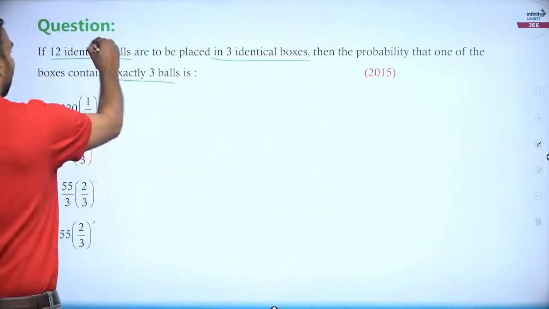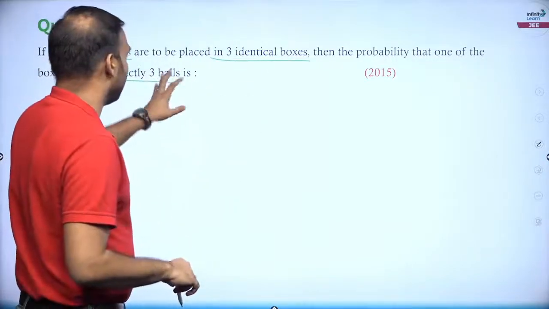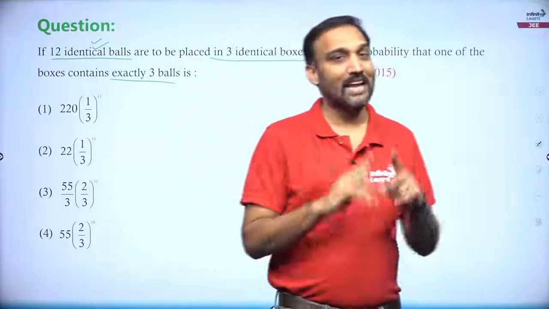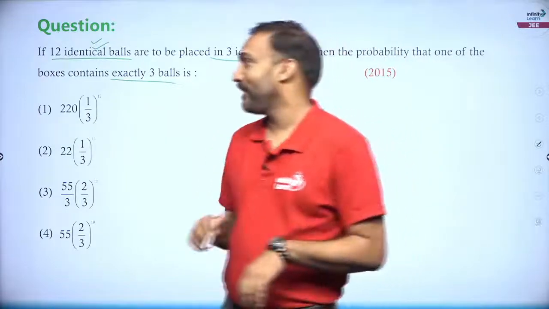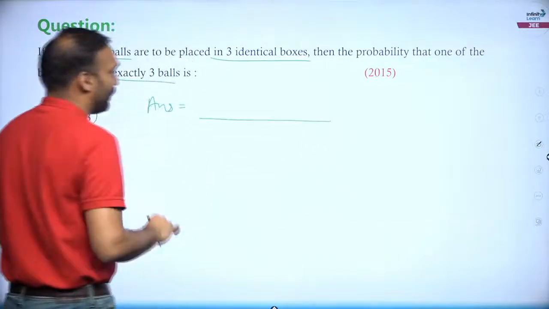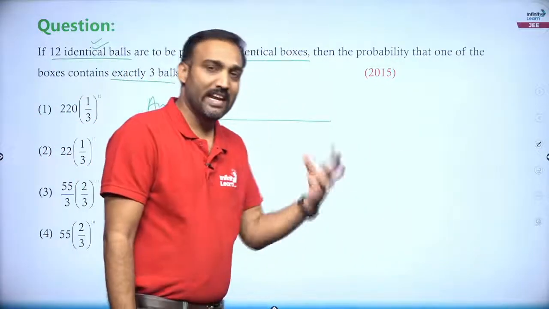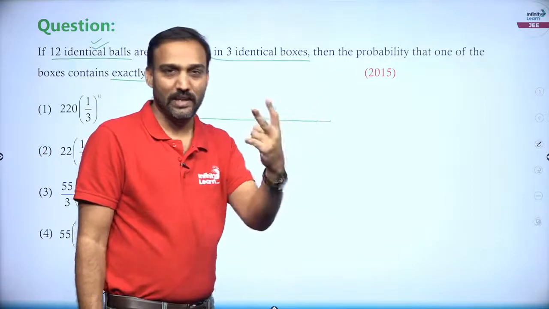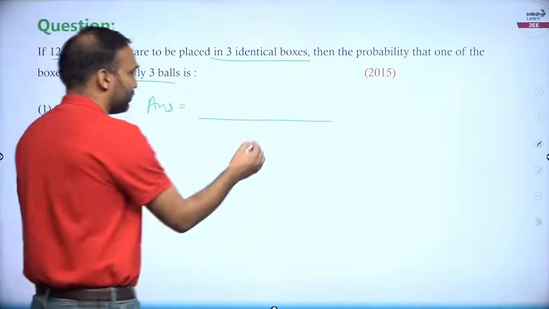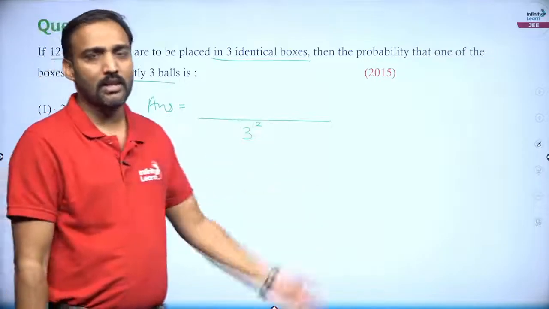So now over here, I will consider these to be distinct boxes. One of the boxes contains exactly 3 balls. Now it looks exactly similar to the problem that we discussed at the beginning of this session. So now I am writing the answer directly. Total outcomes: for the first ball, I have 3 boxes, box A, box B, box C. Second ball, box A, box B, box C. Third ball, box A, box B, box C. So for every ball, I have 3 options. So it becomes 3 into 3 multiplied 12 times. So 3 raised to power 12 would be my total outcomes.